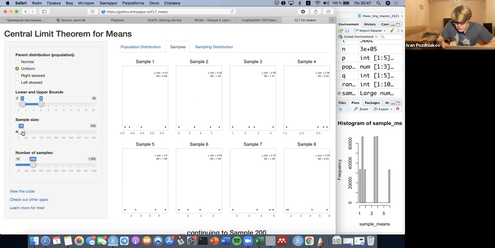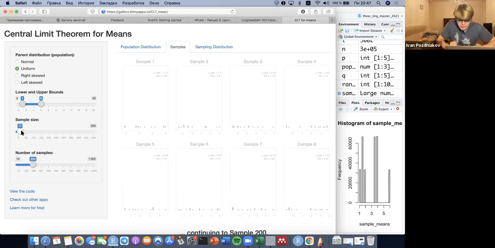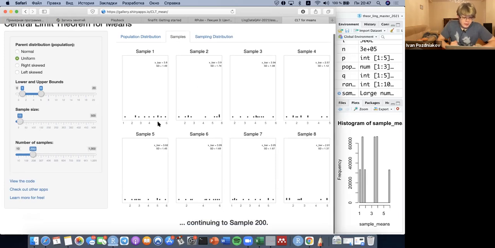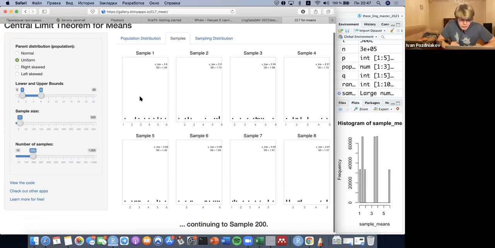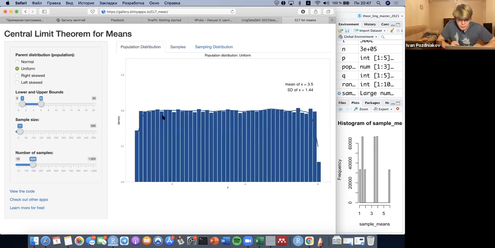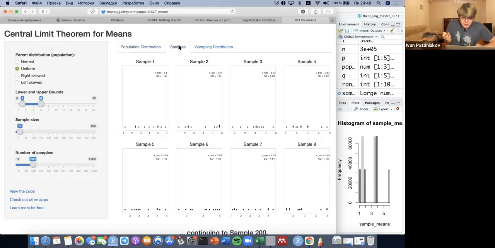Let's do some bigger samples. 11, right? And here we can plot every sample. Every sample has some sample mean, right? So there was some population distribution, with some real mean and some real standard deviation of the distribution. And now we get some sample from the distribution, and we can calculate a mean of this sample.